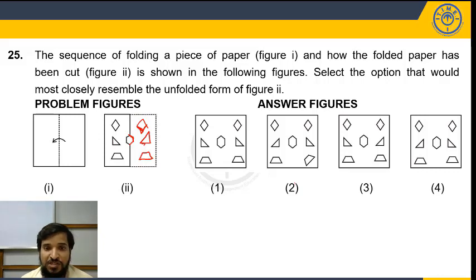In choice 1, we are getting the same, which is not possible. In choice 2, the triangles are mirror images, but the third one is not in the correct position. In choice 3, yes, the triangles are opposite. So choice 3 will be the figure when we unfold figure 2.